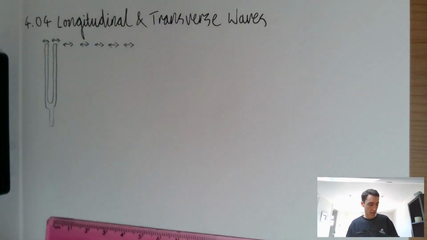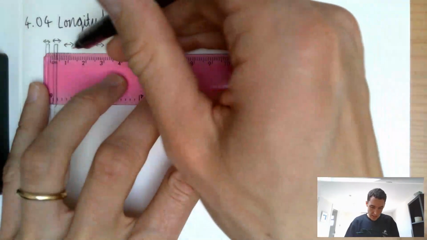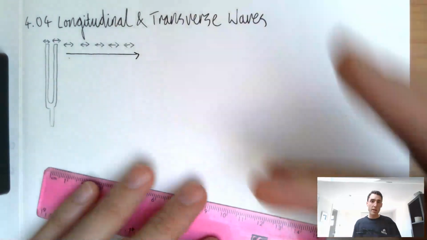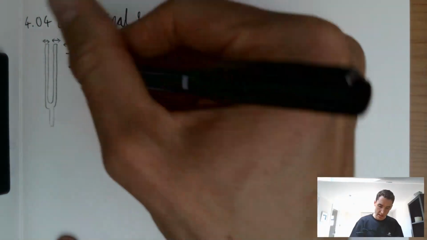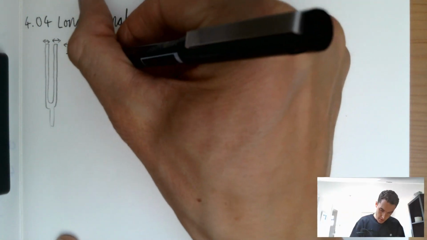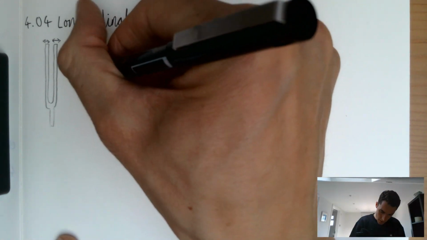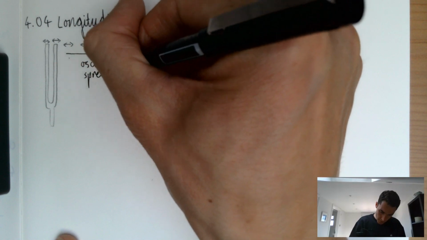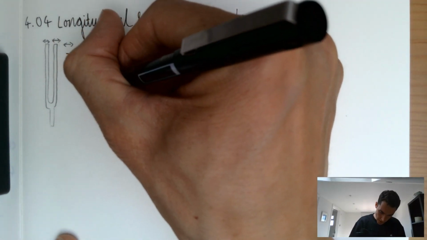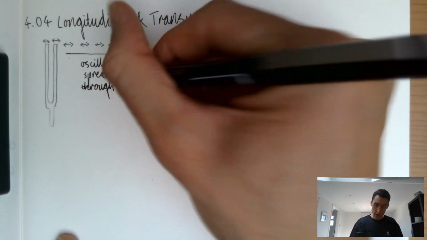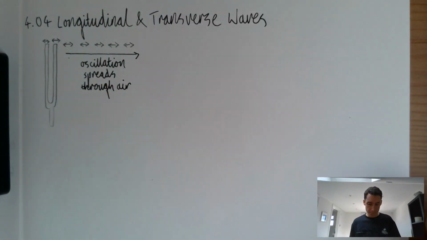And again, as I said in the previous lesson, this is where some sort of video animation might be good. But the point that you want to make is that when you whack the tuning fork and it starts oscillating, this oscillation spreads through the medium. So I might put through air, and I'll remind students that in this case air is the medium through which that disturbance is spreading.